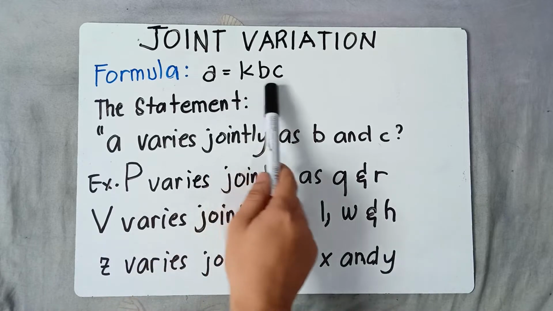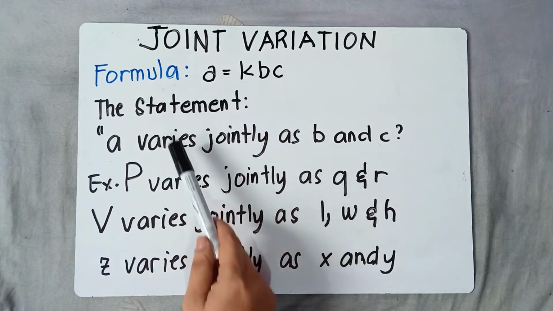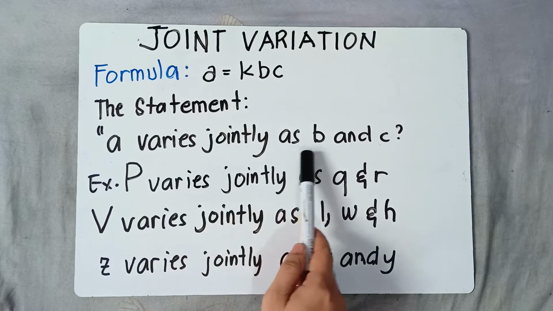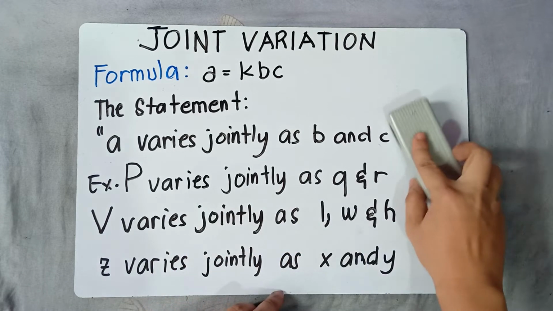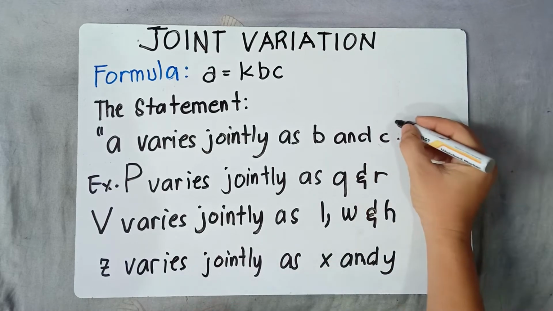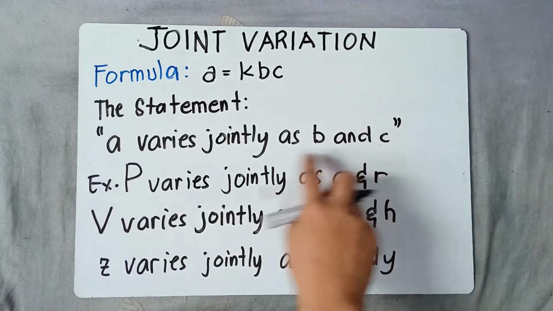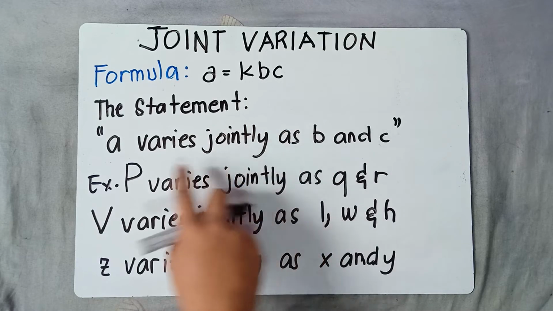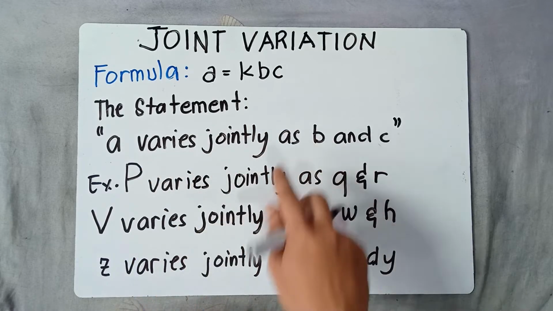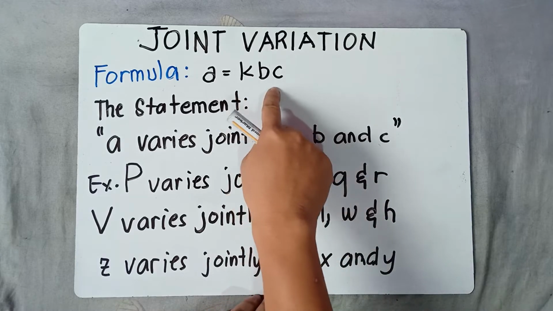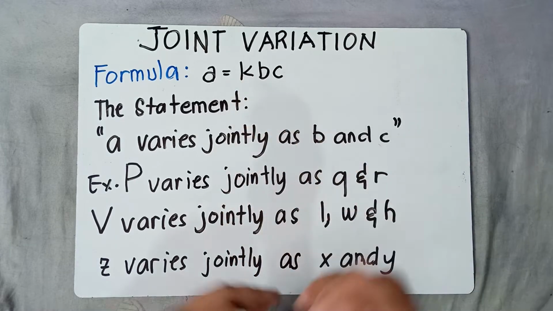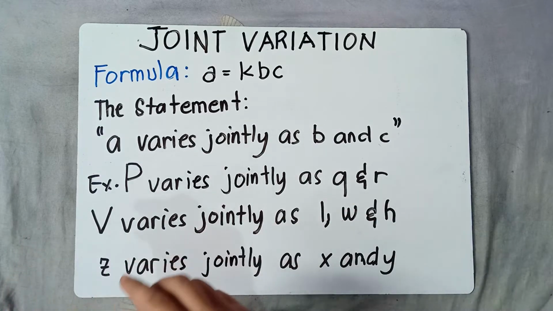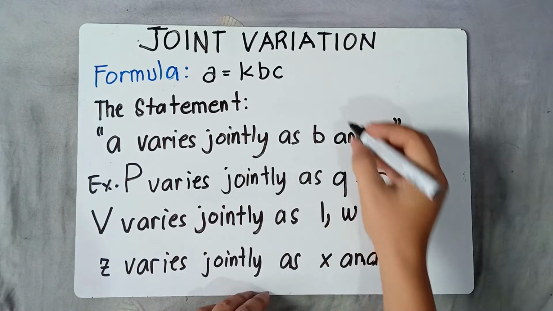So if this is the case, the statement there is A varies jointly as B and C. It's written in this form. This is actually the same: A varies jointly as B and C. Now if you want to find K, the constant, because there are some questions that ask for the constant, just do formula transformation.